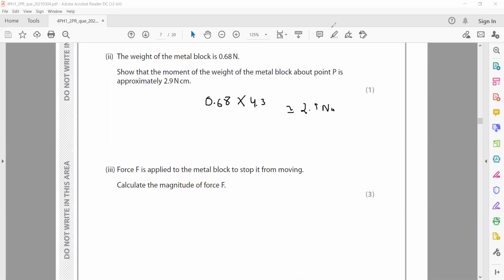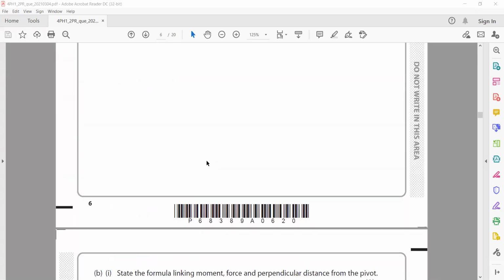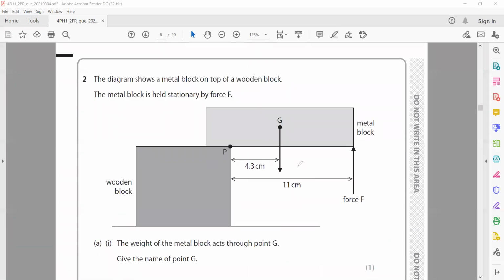The force applied: calculate the magnitude. Basically, the clockwise moment balances with the anti-clockwise moment. The weight is 0.68 newton, so 0.68 multiplied by 4.3 is equal to force multiplied by distance from the pivot, that is 11. 11 is multiplied on one side, so on the other side it will be divided: 0.68 multiplied by 4.3 divided by 11 will be equal to the force needed to balance this block, and that will come out to be 0.26 newton.